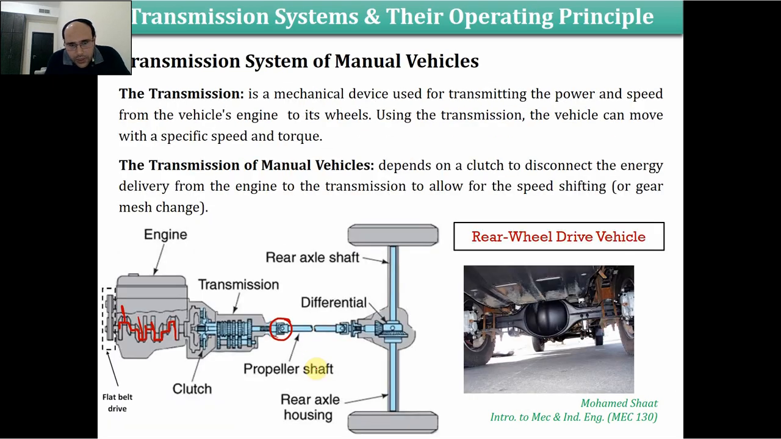So this is a coupling that connects to a propeller shaft. This propeller shaft is the connection. This is what connects the transmission, which is conventionally located in the front of the vehicle, and we should have a very long propeller shaft that connects to the rear wheels of the vehicle.